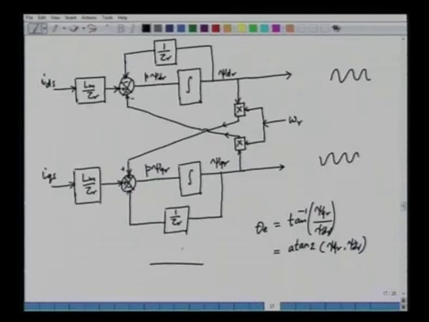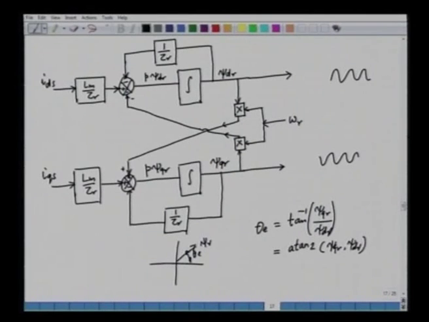We have 4 quadrants here, and we have a flux which is rotating, that is psi r, and this is our angle, that is theta e. This is the angle of the flux vector. The flux can be in any of the 4 quadrants, and the components of these fluxes like psi dr and psi qr can be positive, can be negative. So, to find out the angle in any quadrant, we have to take the help of atan2.